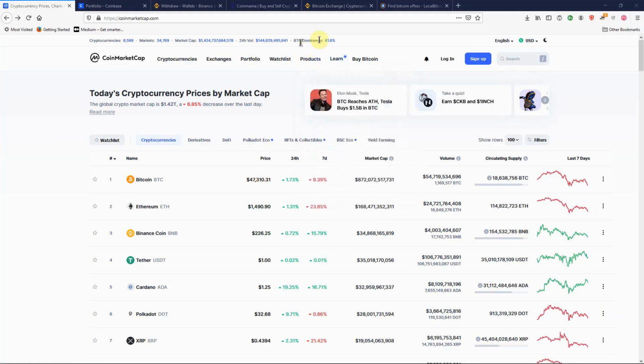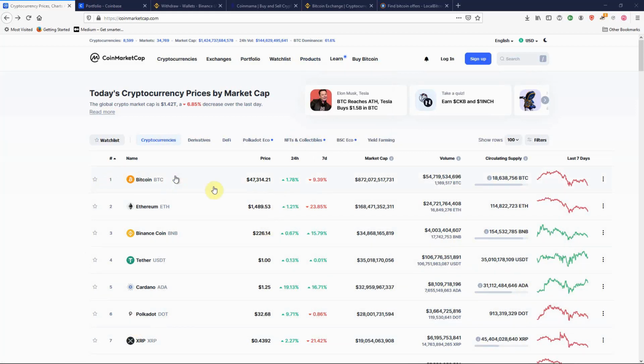Also, we have the Bitcoin dominance, which is 61.6%. This value is the value of Bitcoin out of all the market cap that we have. So you see, Bitcoin has a lot of percentage, about 61% of the total market cap of all the cryptocurrency that we have. So by far, Bitcoin is the largest cryptocurrency.